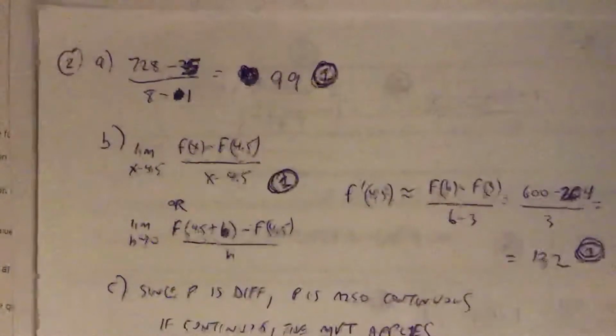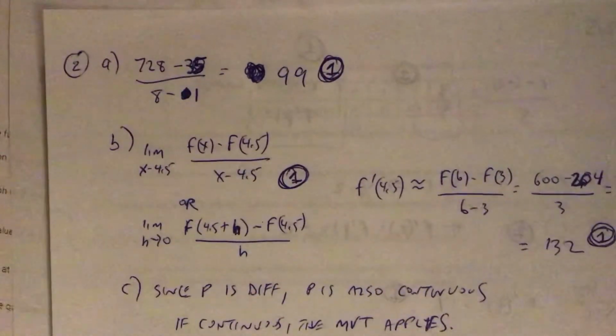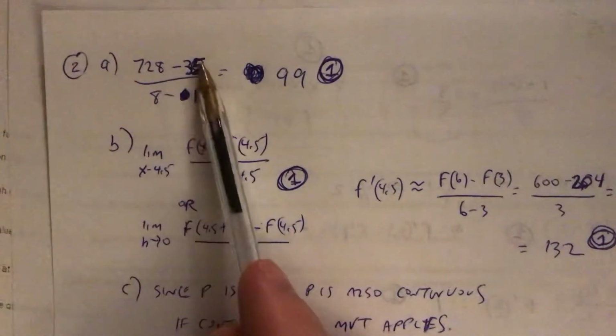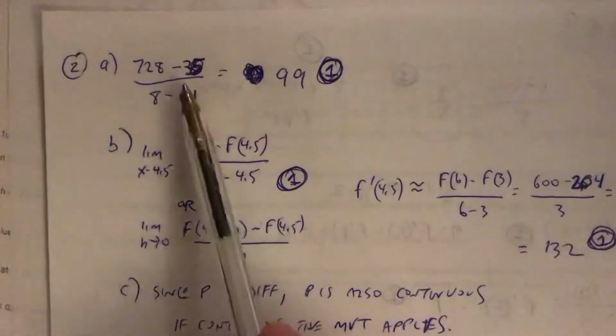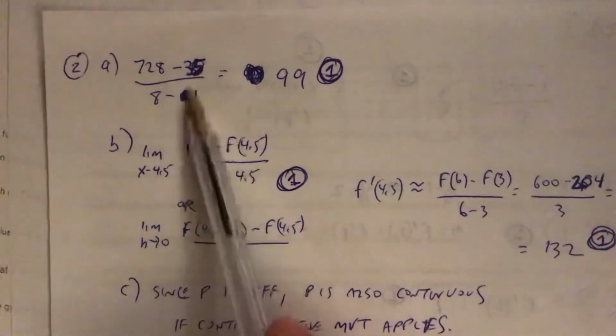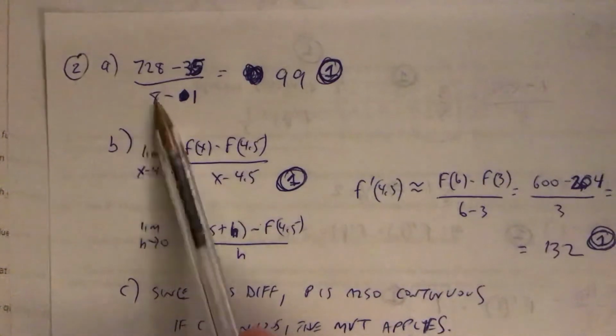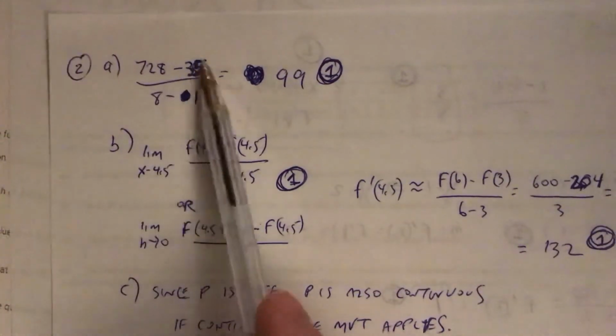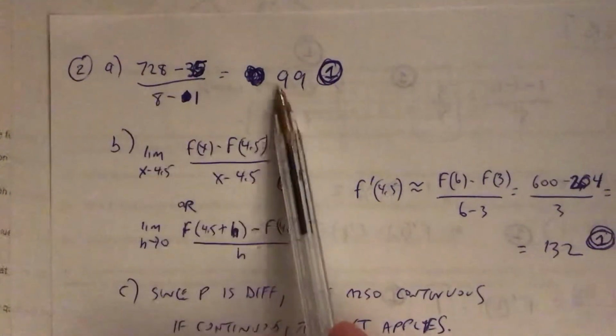So 2A wants the average rate of change. I had to be careful when I read the problem because I did it and then realized I picked the wrong one, I picked 0. They want from 1 to 8, so this is f of 8 minus f of 1, over 8 minus 1. Do that, you get 99.